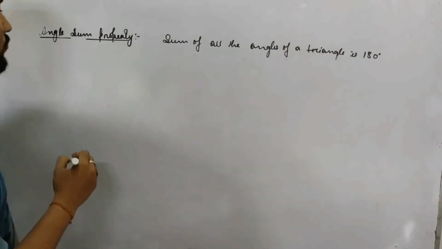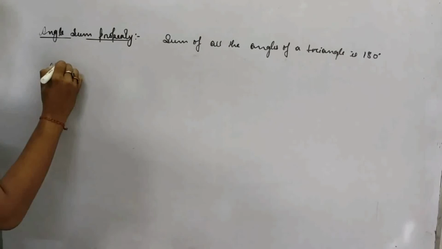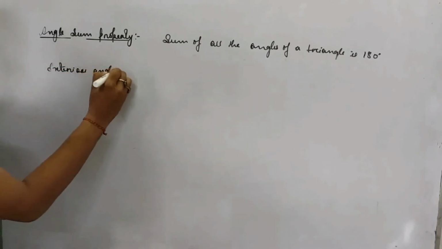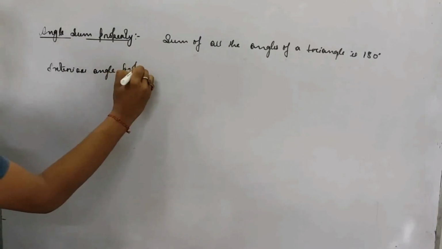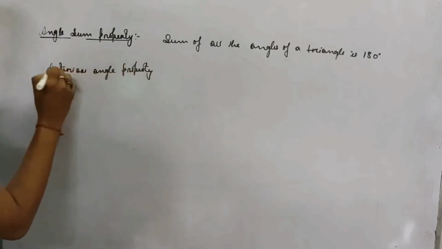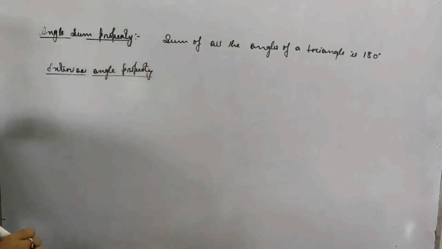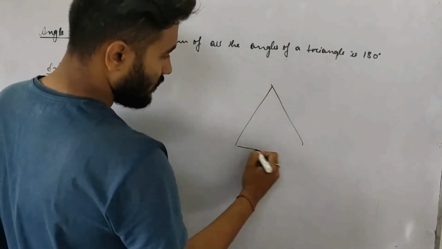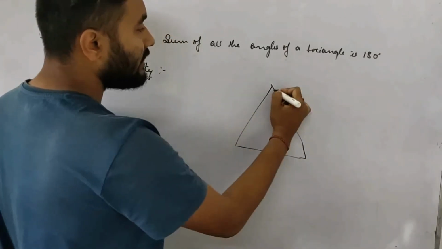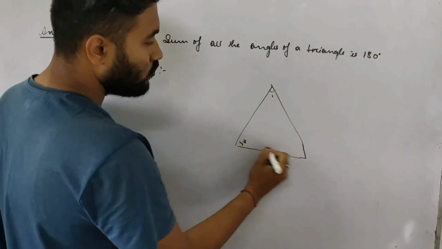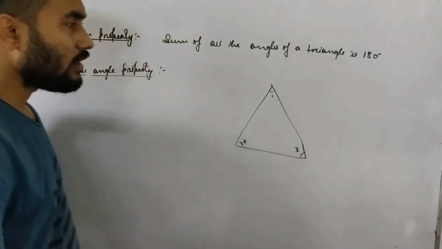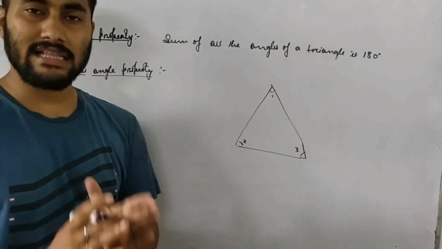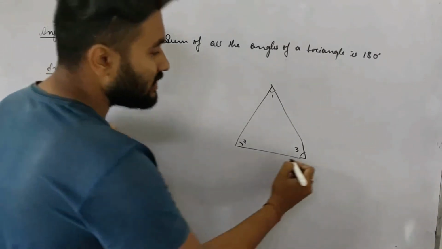That property is the exterior angle property. So see, if I draw a triangle, how many angles are there? Three angles are there: 1, 2 and 3. But these three angles are not exterior angles. They are interior angles, inside the triangle. So what will be the exterior angle?